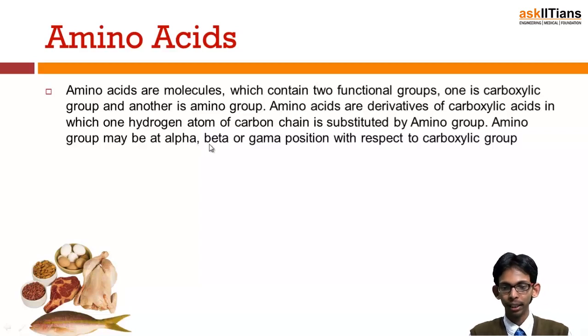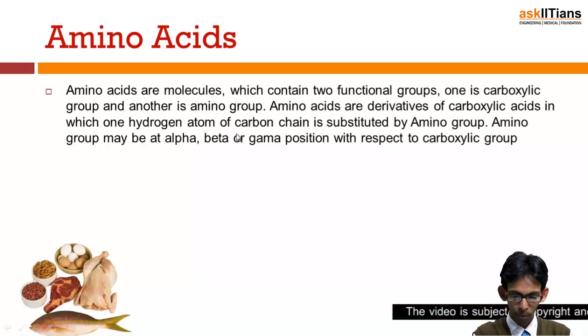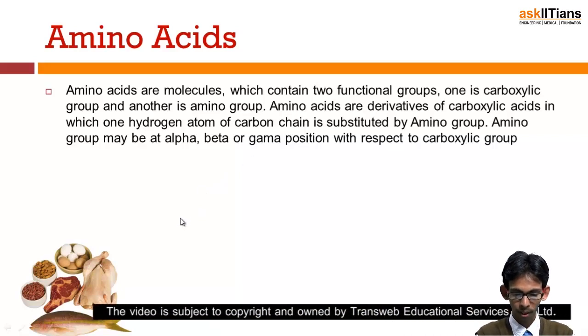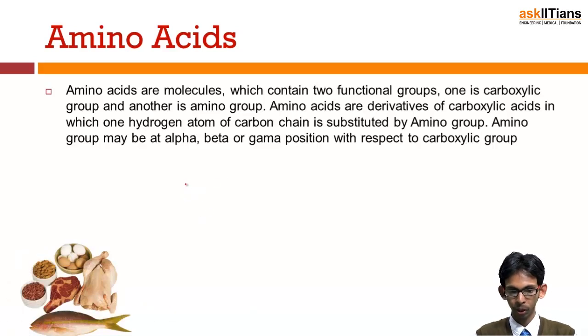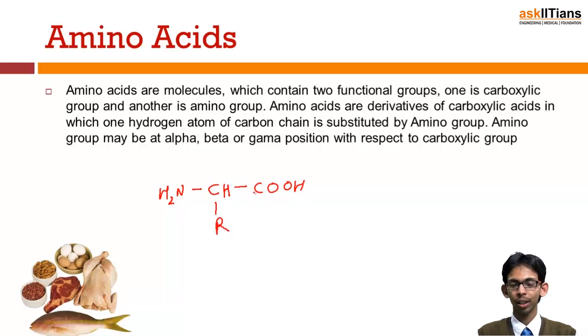Amino group may be at alpha, beta or gamma position with respect to the carboxylic group. Let's understand this with an example. This type of compound is called amino acids. These contain an acidic group and an amino group. In this example you can see that the amino group is present at the alpha position with the carboxylic acid, so it is an alpha amino acid.